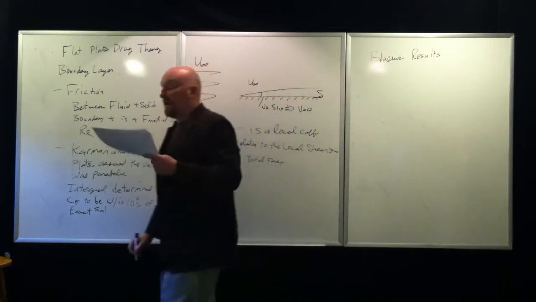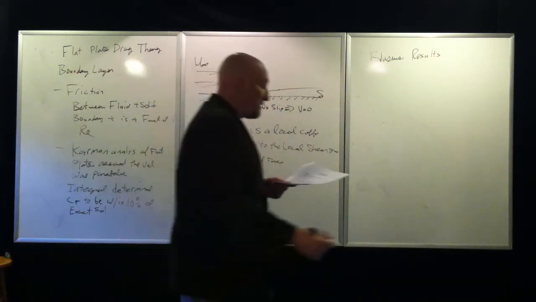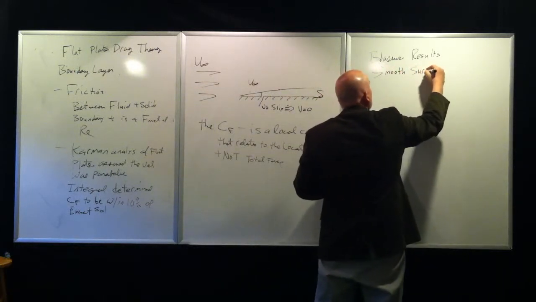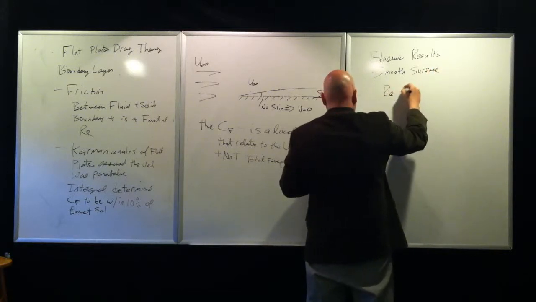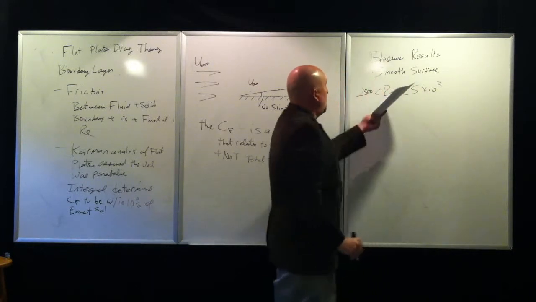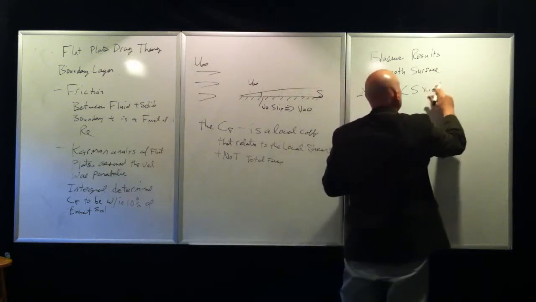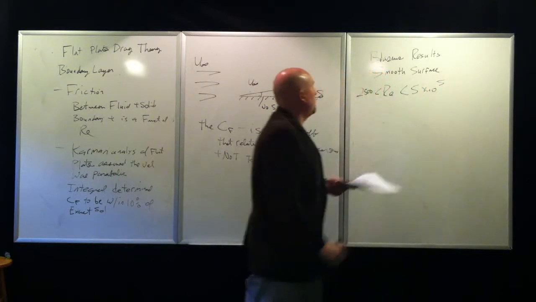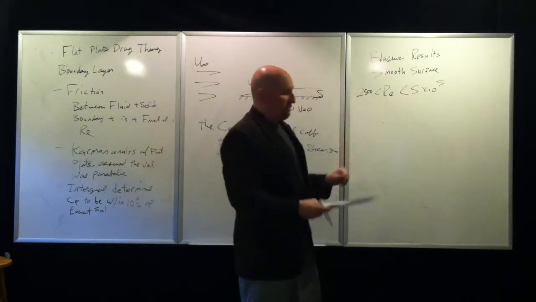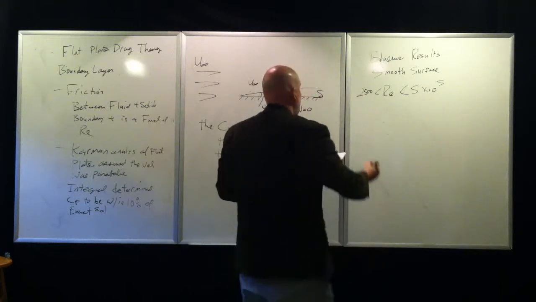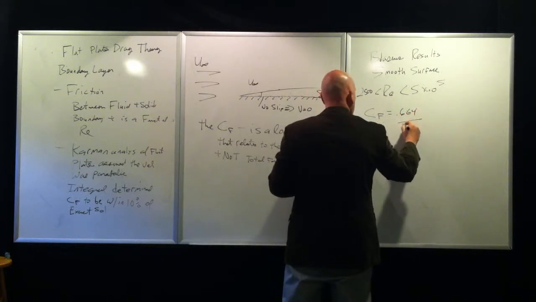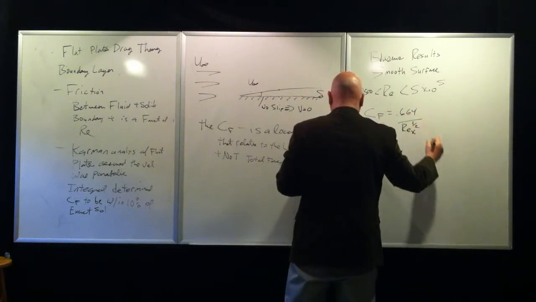Blasius performed an analysis and came up with results for a smooth surface, and a Reynolds number within the range greater than 2500 and less than 5 times 10 to the 5th. Again, this is where you transition to turbulent flow, laminar flow, and creeping flow. And he determined that the local coefficient of friction is 0.664 divided by the Reynolds number at a position x, to the 1/2.